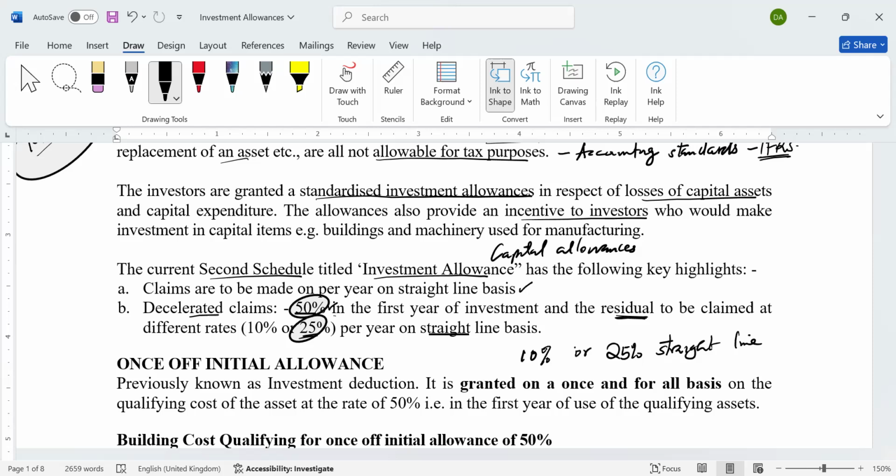So some are granted 50% the first year of use. 50% is once off, followed by 25% straight line, and others are just 10 or 25% straight line without the 50% in the first year of use. So that is how these are categorized.